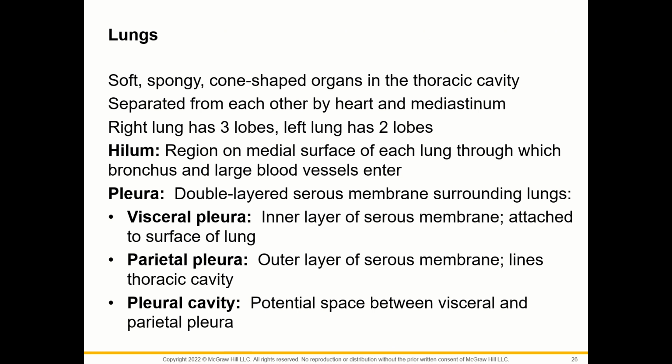So the lungs are soft, spongy, cone-shaped organs in the thoracic cavity. They're separated from each other by the heart and the mediastinum. And the right lung has 3 lobes and the left lung has 2 lobes.